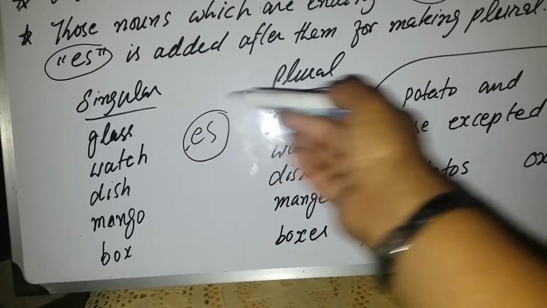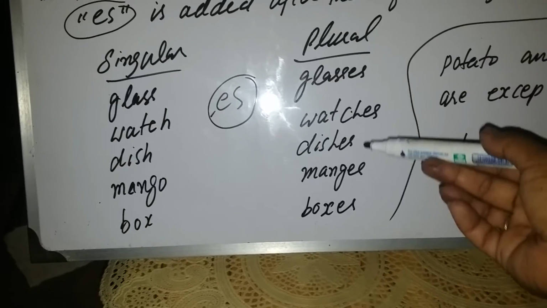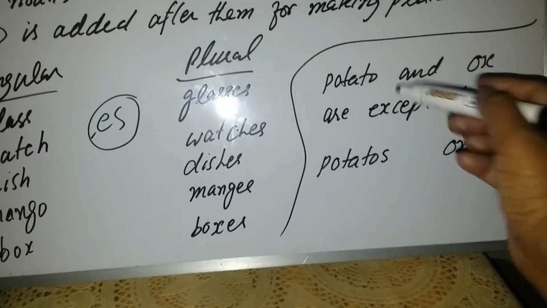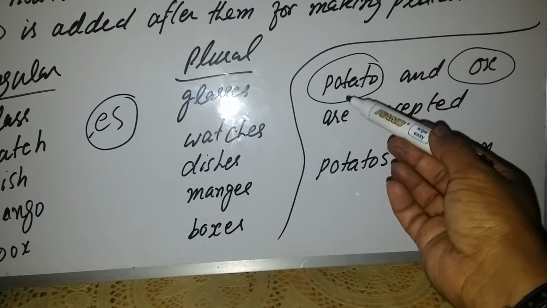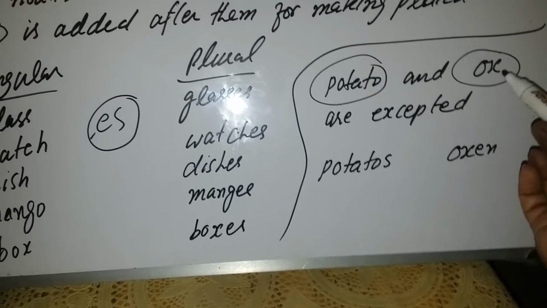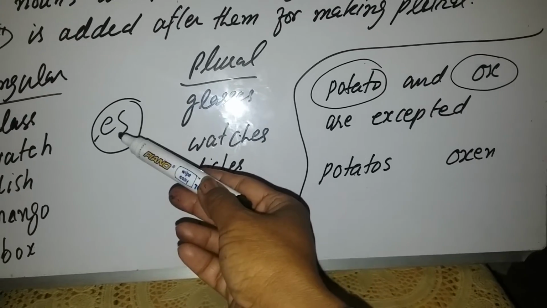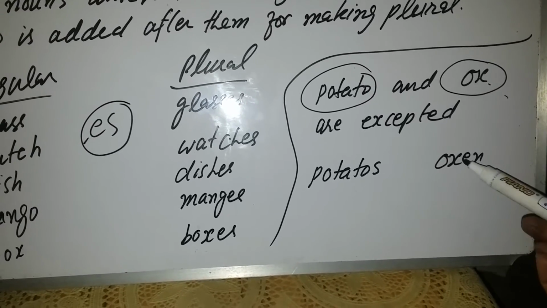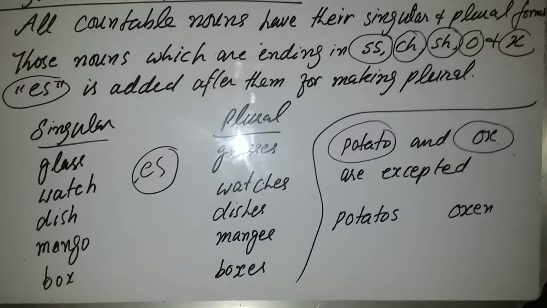Es as a suffix will be added after these singular nouns, and they will be converted into plural. Glasses, watches, dishes, mangoes and boxes. And remember, these two words, potato and ox, are exceptions. If you want to convert potato into plural, you will just put s after it. And ox ends with x, but this rule will never be used with this noun. You will put en after it, and it will be converted into oxen. This is the plural of potato, this is the plural of ox. So this is the rule, always remember.